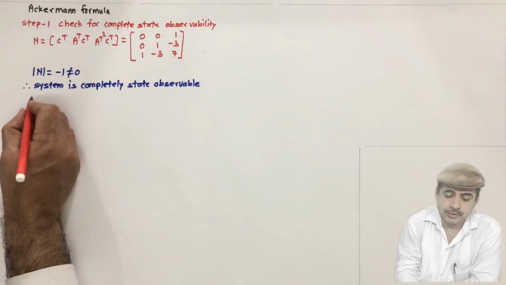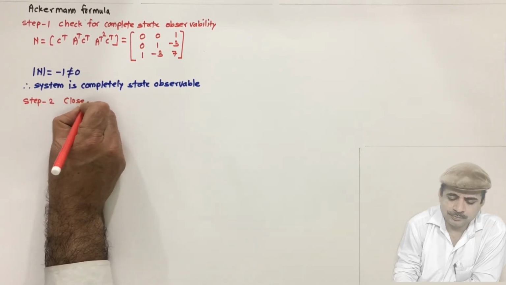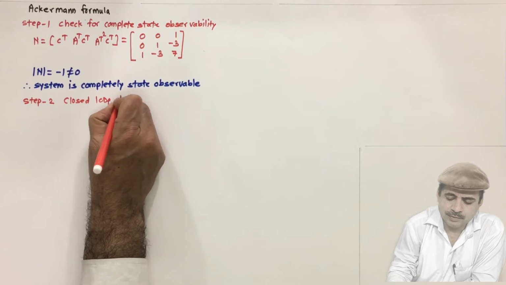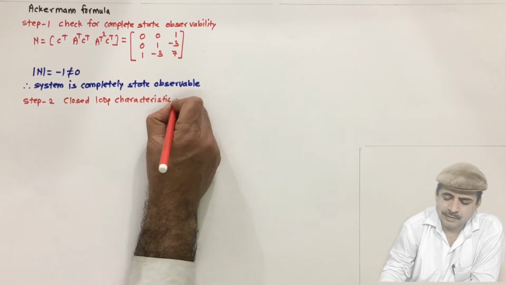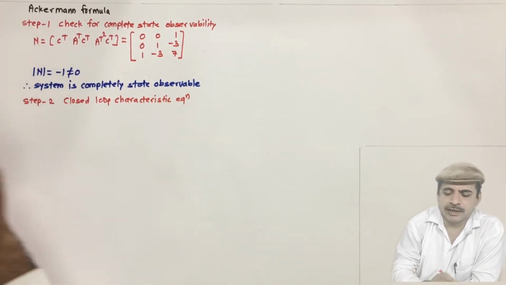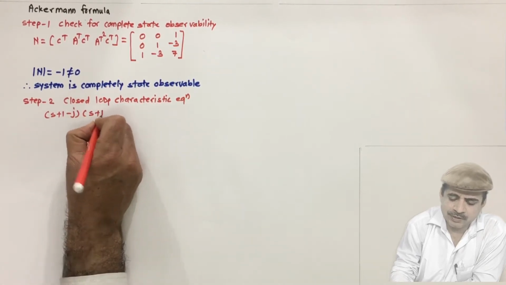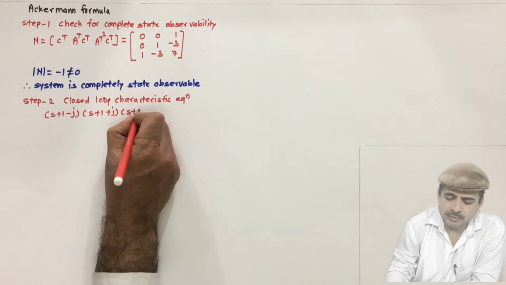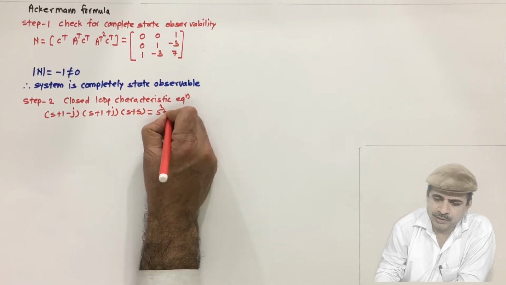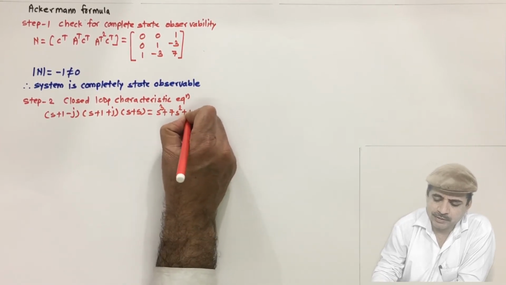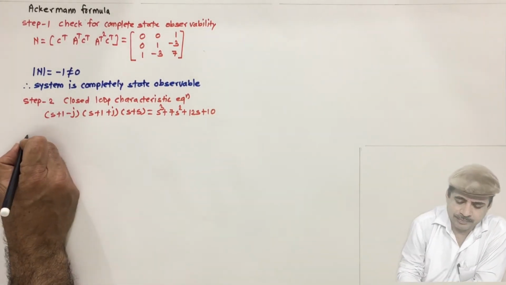Now step 2. In step 2, we find the closed loop characteristic equation for the given eigenvalues, so that is s plus 1 minus j into s plus 1 plus j into s plus 5, and just now we have obtained it. It is given as s cube plus 7s square plus 12s plus 10.